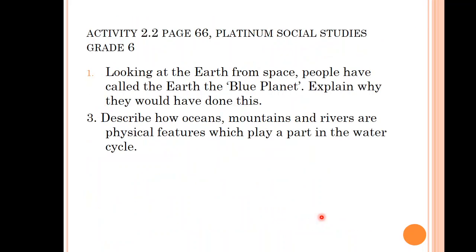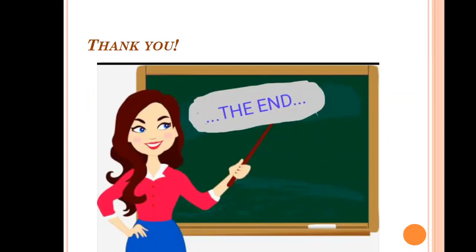Okay, now time for the activity on page 66. You are only doing questions 1 and 3. Looking at the Earth from space, people have called the Earth the blue planet. Now you have to explain why they would have done this. Why is the Earth called the blue planet? And then 3, describe how oceans, mountains, and rivers are physical features which play a part in the water cycle. So how do oceans, mountains, and rivers play a part in the water cycle? You have to describe.